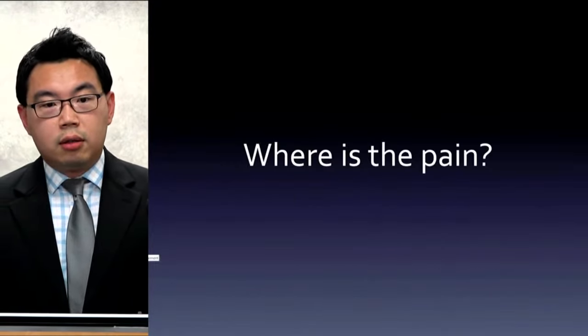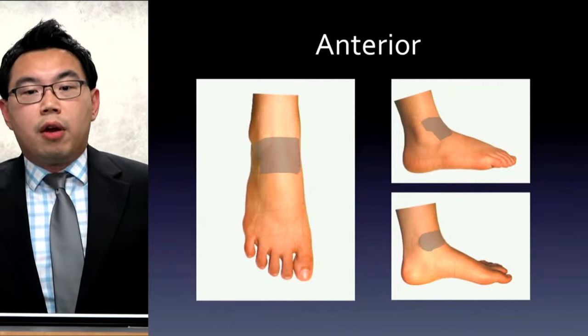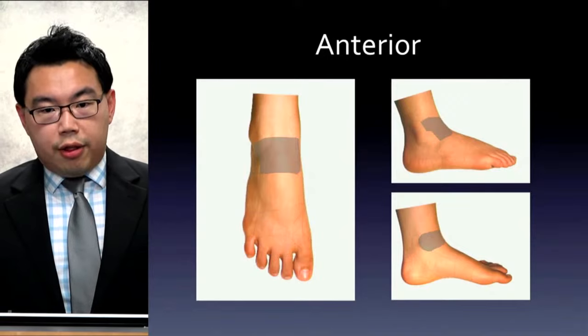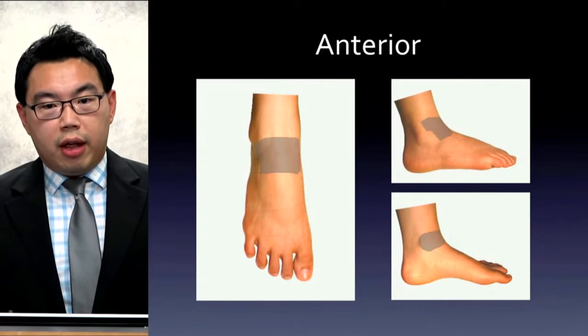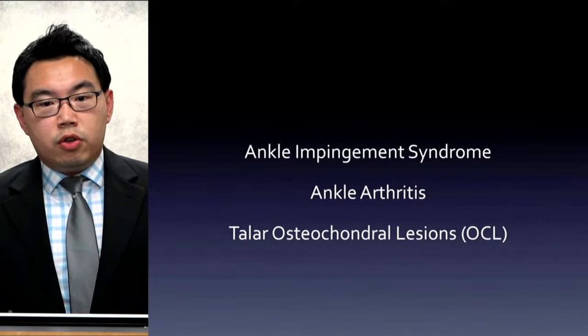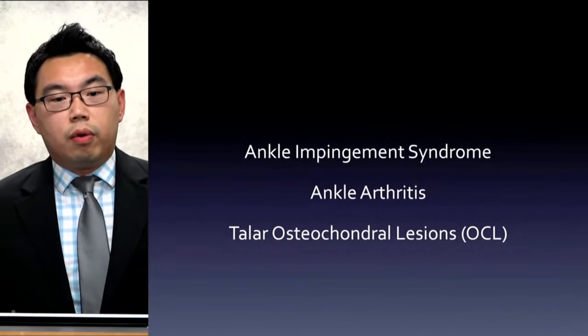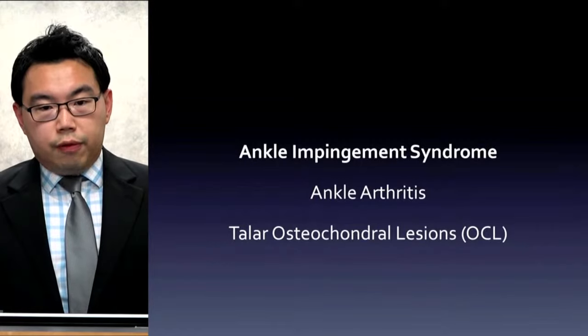Now I'd like to break down the common location of the pain, and then the common reason and common treatment for each cause. So let's say you have more pain in the front of your ankle, in the shaded area. There are three things that I think about that are most common when someone complains of what we call anterior ankle pain: ankle impingement syndrome, ankle arthritis, and what we call OCD or OCL, talar osteochondral lesions. We'll break down each individually.